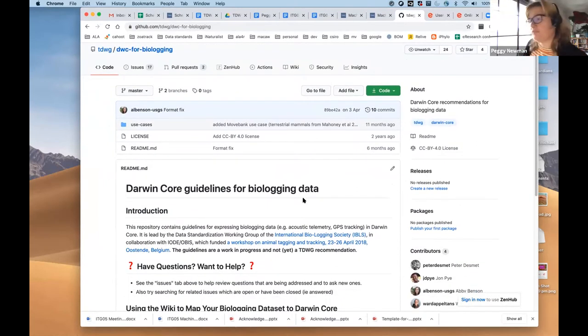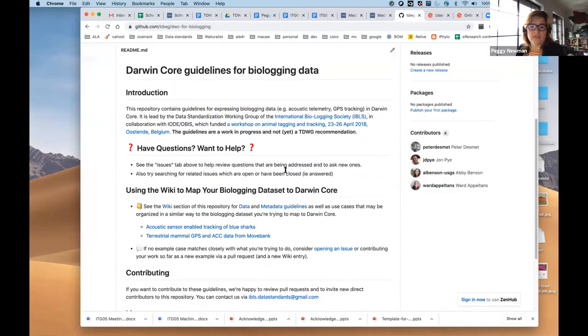So this is not actually on the machine observations charter page. It's a separate GitHub repository in the TDWG GitHub organization. We set it up, and it's very much a work in progress. The idea is that we, as a group, would work on a couple of use cases of applying Darwin Core to a couple of data sets. We've got two in play at the moment.